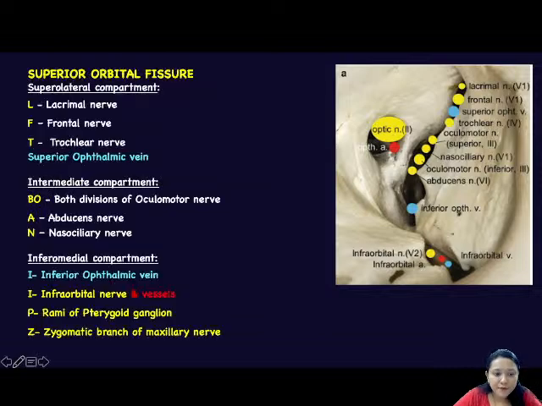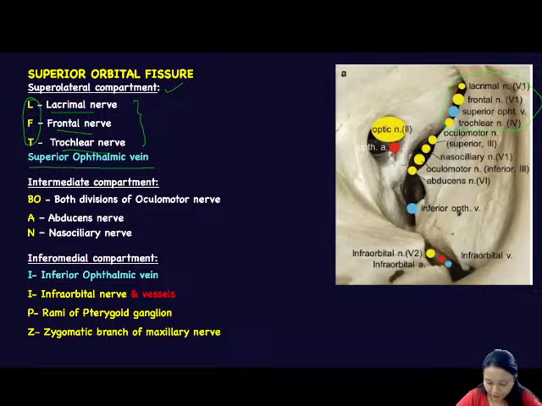Among the 3 parts, the first part is the superolateral compartment, the upper part. The superolateral compartment gives the following structures, in the mnemonic LFT. What is L for? You have the lacrimal nerve, the frontal nerve, and the trochlear nerve. And you have a vein, the superior ophthalmic vein. That is from the superolateral compartment.